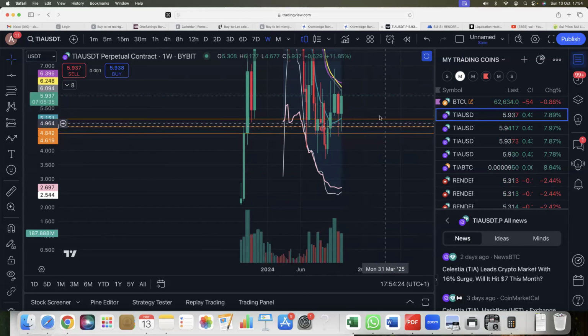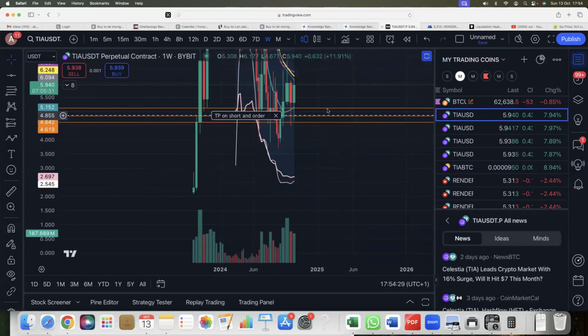I think these were last week's numbers, the numbers we drew for last week: 5, 10, and we drew another one there, TP on short and order. And all we had to do was let it play out. It came right into it. Again, you can see when you have these wicks, you go up, then you come back into it. The same way, we will come back into this candle again this week.